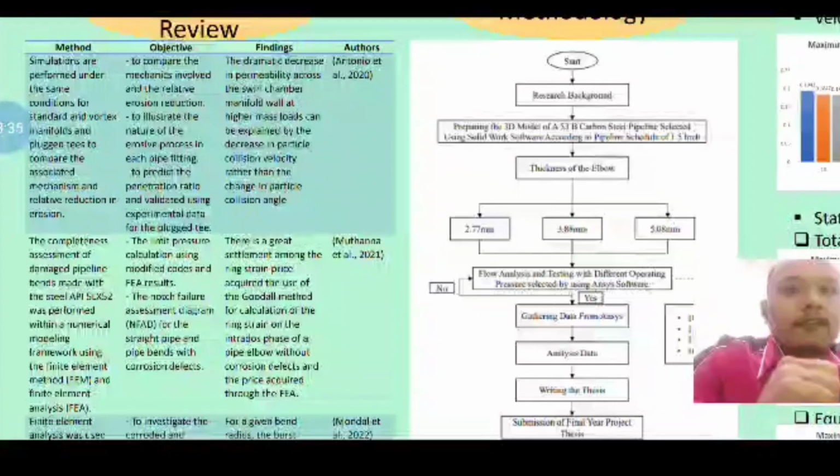The objective of his study is to compare the mechanics involved in the relative erosion reduction to illustrate the nature of the erosive process in each pipe fitting. Then lastly, to predict the penetration ratio and validate it using experimental data. The finding of his study is the dramatic decrease in permeability across the swirl chamber of the manifold.